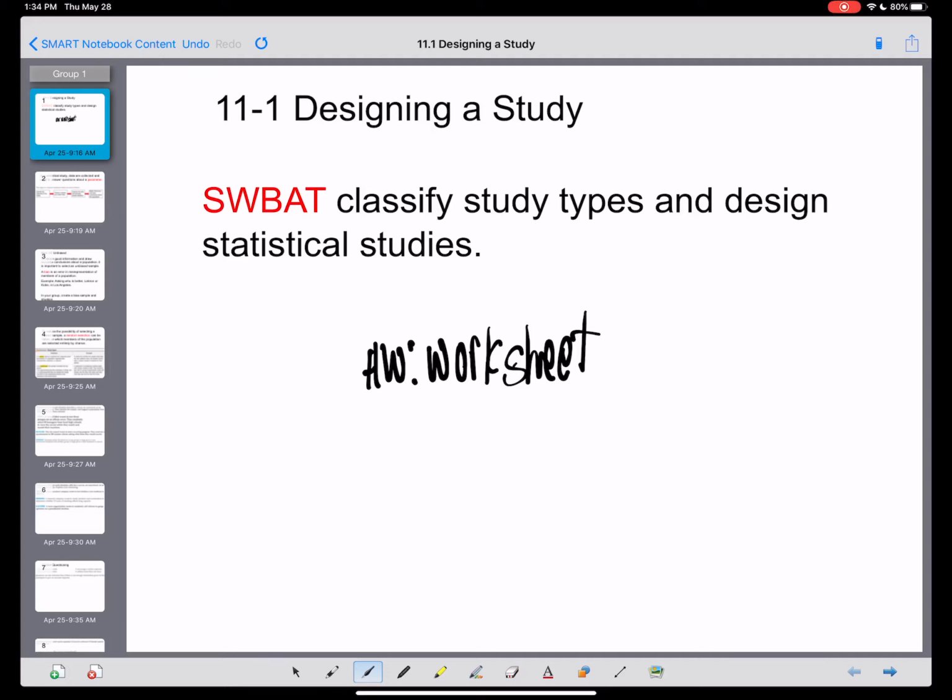What's up, guys? We're going to start chapter 11.1, designing a study. Students will be able to classify study types and design statistical studies. Your homework is a worksheet that I've attached. Pretty easy lesson, to be honest, so we're just going to jump right into it.